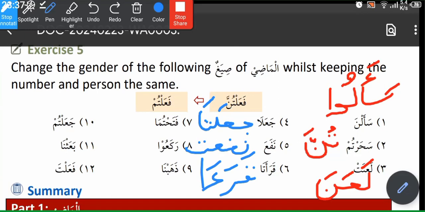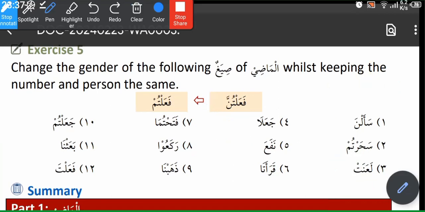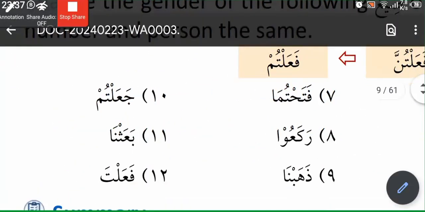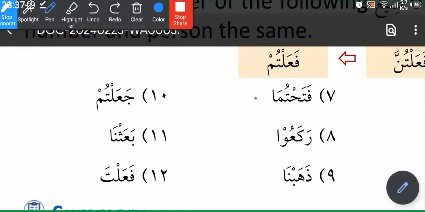Fatahtuma is the same. Yes, it will remain the same. Tuma will remain the same. Now it's Sister Zainab's turn. So you already know the first one. Fatahtuma will remain Fatahtuma. The gender changes, but the siga is the same. What about raka'u?